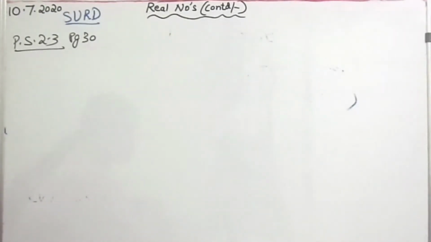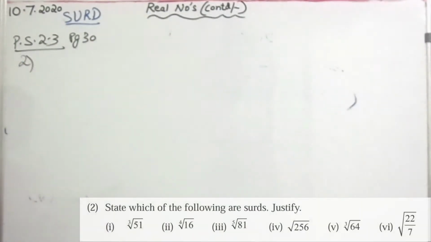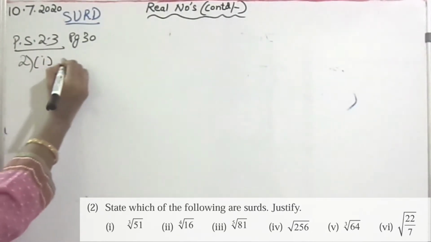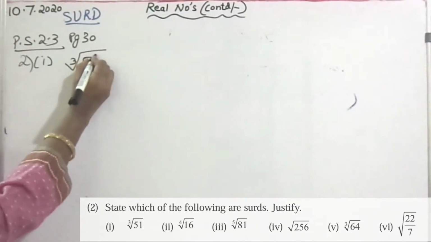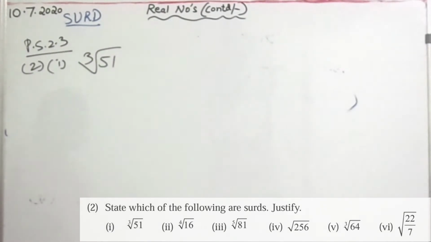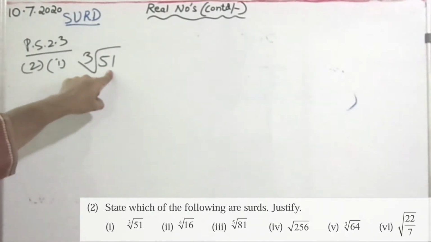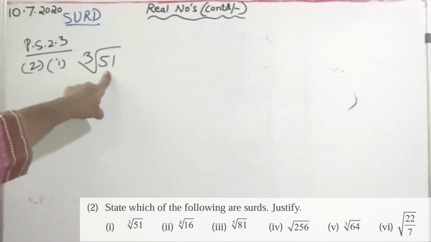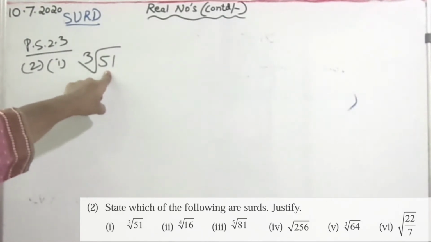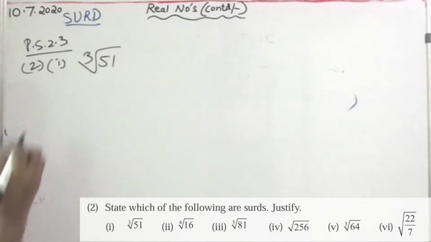Okay. Now we go to the next one, second one in your practice set 2.3. State which of the following are surds, justify. So the first one, cube root of 51. Now we have to find out whether this is a surd. So what are our conditions for a surd? We had written it down. The radicand should be a positive rational number. Is 51 a positive rational number? Yes, 51 comes on the number line. Every integer is a rational number and the number line denotes the integers. So 51 is a positive rational number.